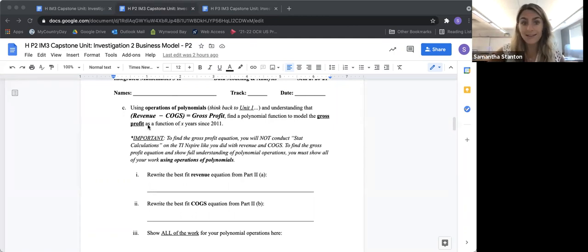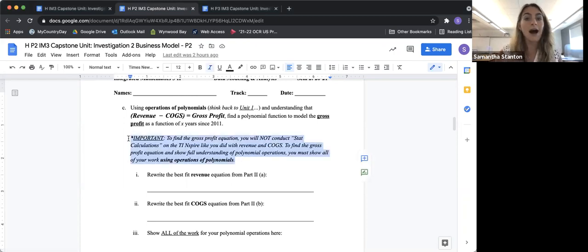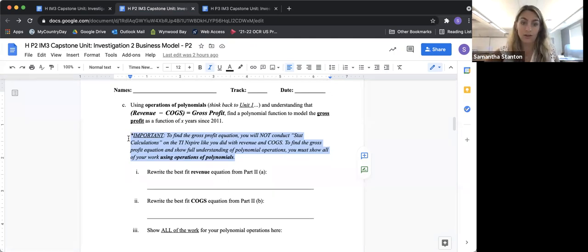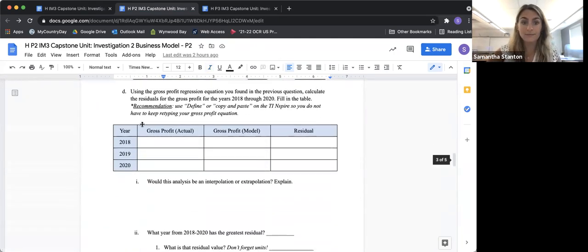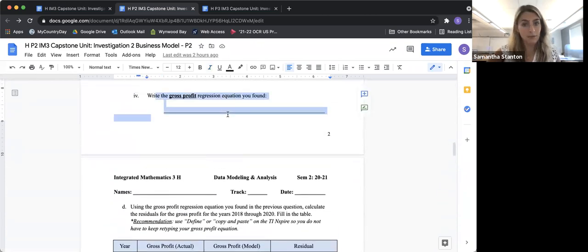Then, keeping in mind that revenue minus cost of goods sold equals gross profit, you're going to take those two equations, do your polynomial operations to find the gross profit as a function of X years since 2011. So you're finding the gross profit equation by doing the polynomial operations, which you'll see right here. You're not finding the equation by using stat calculations like you did with revenue and cost of goods sold. So using polynomial operations, you will find the gross profit equation and you will show all of your work down here. And then you will write your equation at the bottom.